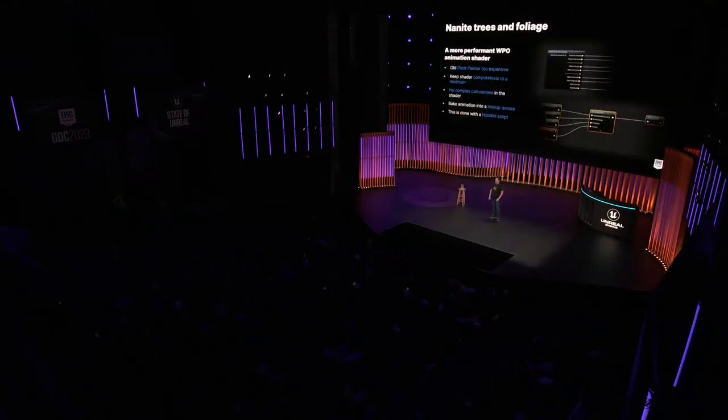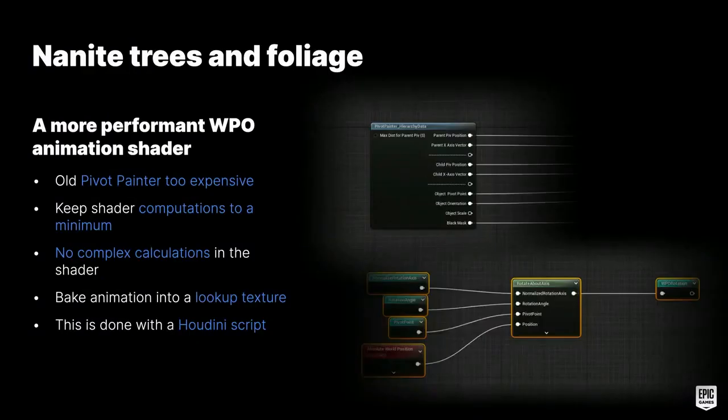Then we needed to optimize our world position offset shader for the animation. Our old pivot painter script was way too expensive for these trees. We needed something very simple without complex calculations inside of the shader. Our approach to that was using more lookup textures. These lookup textures were created in a Houdini script.